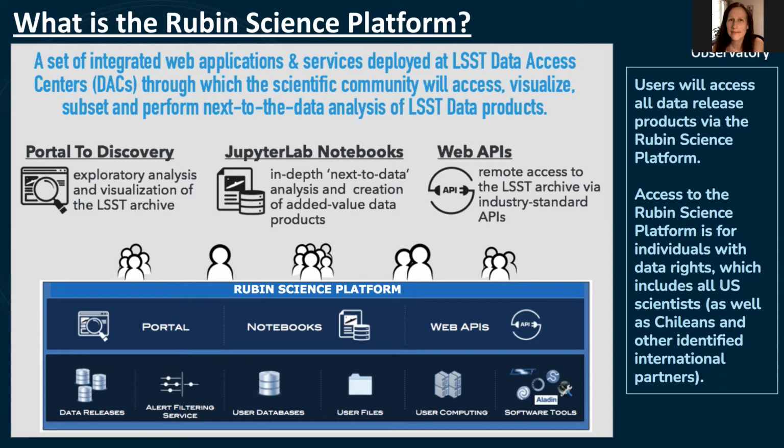First, the portal aspect, which will offer exploratory interfaces and visualization tools. Second, the notebook aspect, which will allow users to create Jupyter notebooks in a curated environment. Third, the application programming interface, or API aspect, will allow remote access to the archive. For example, other science platforms or virtual observatories could use an API to automatically query the Rubin data release catalogs for observations at a given sky location. The Rubin Science Platform is more fully described in a separate talk.